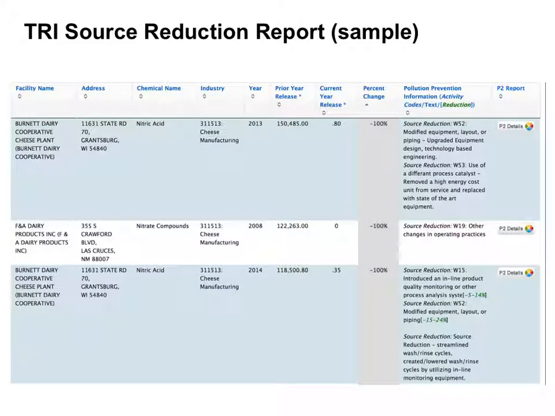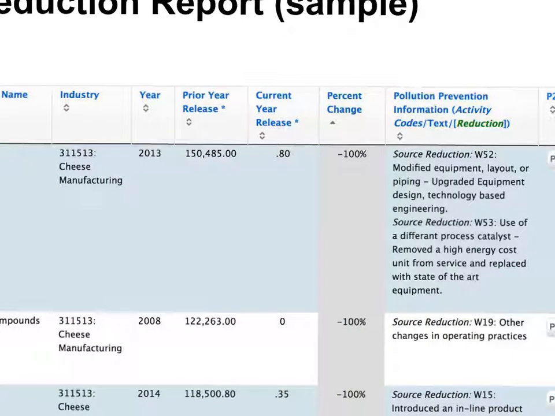In this TRI source reduction report, you can see that a cheese manufacturing company was able to get rid of all of its nitric acid waste. In 2013, this company was able to take 150,000 pounds of nitric acid and bring it down to below a pound. They did this by modifying equipment, by using a different process catalyst, and by also buying a state-of-the-art piece of equipment and replacing a high-energy unit.